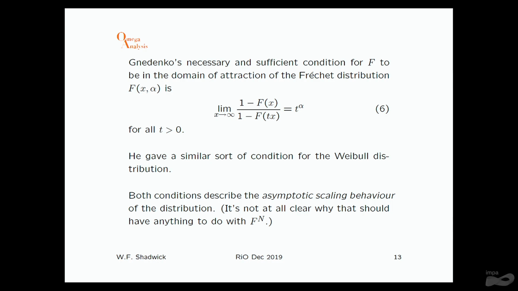Okay, and that's the one for Fréchet. So it's easy to check that. It helps to have Maple maybe or something else to do some of the limits, but it's easy to check that. But it's also not at all clear why that has something to do with the nth power of the distribution. You see, the power's disappeared. No indication of the power there anymore.